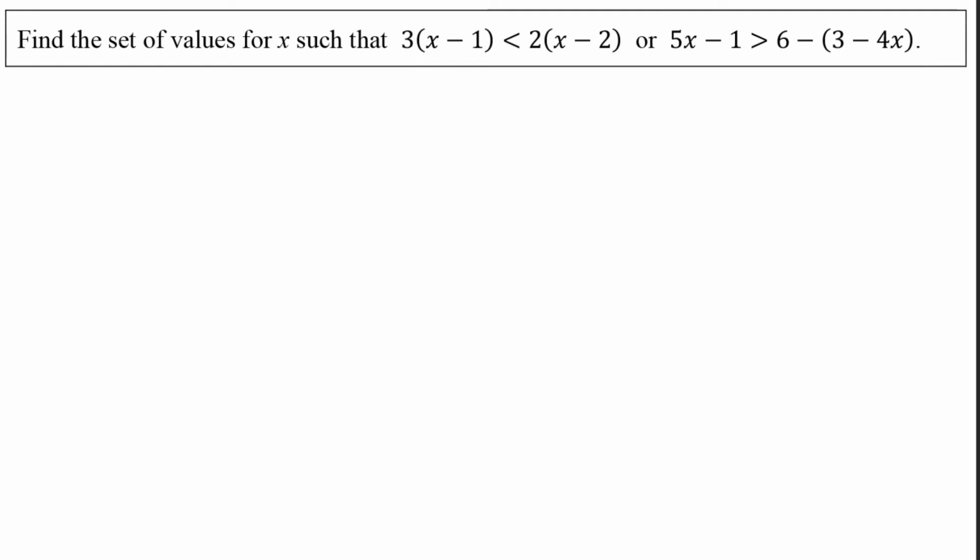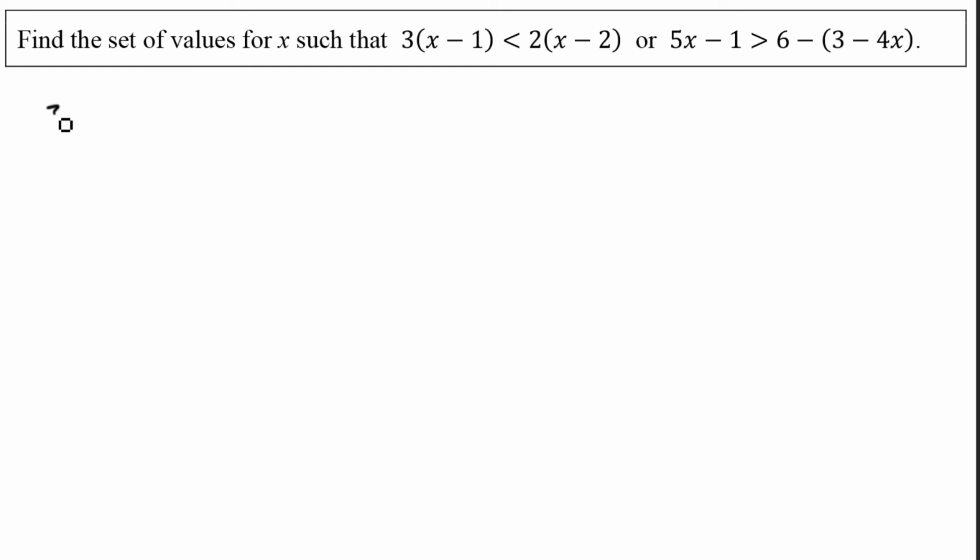A similar example, but with a subtle difference. We have two inequalities, but we are asked for the values of x such that one or the other inequality is satisfied. Possibly both, but we are not demanding that they are both satisfied. Let's solve them both separately.